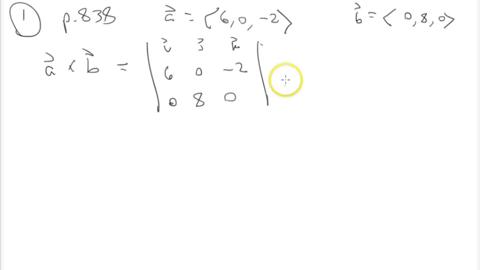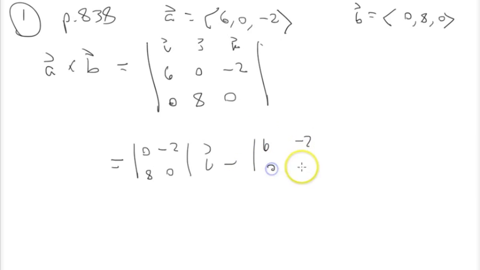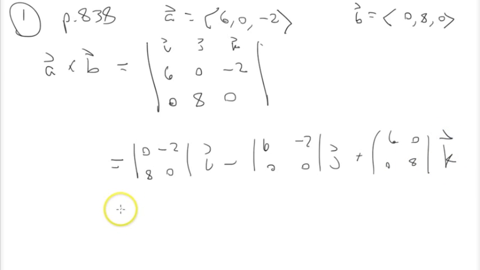And now we can expand this out and do a couple matrices. We'll get 0, -2, 8, and 0 times I minus 6, -2, 0, and 0 for J, and then plus this last 2x2 matrix. We've got a 6, a 0, a 0, and an 8, and that is the coefficient of our K standard basis vector. So now we take these determinants.